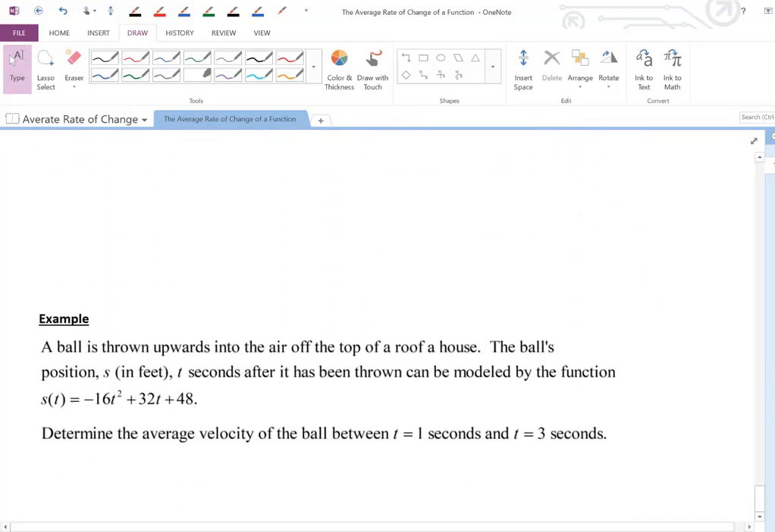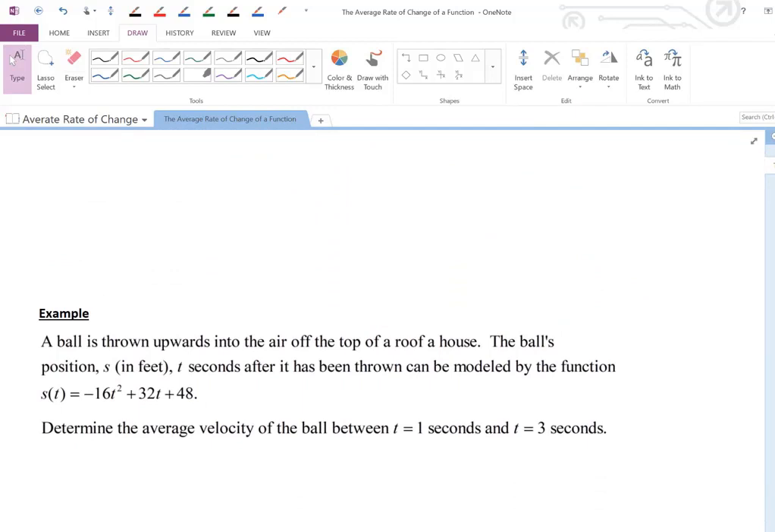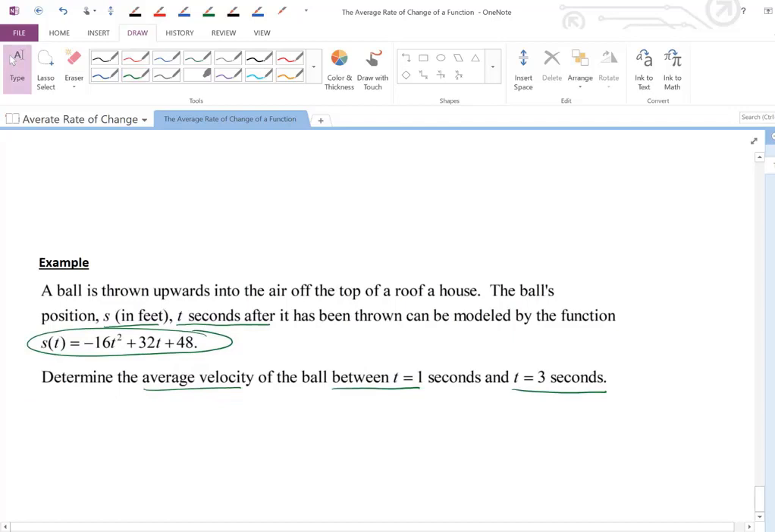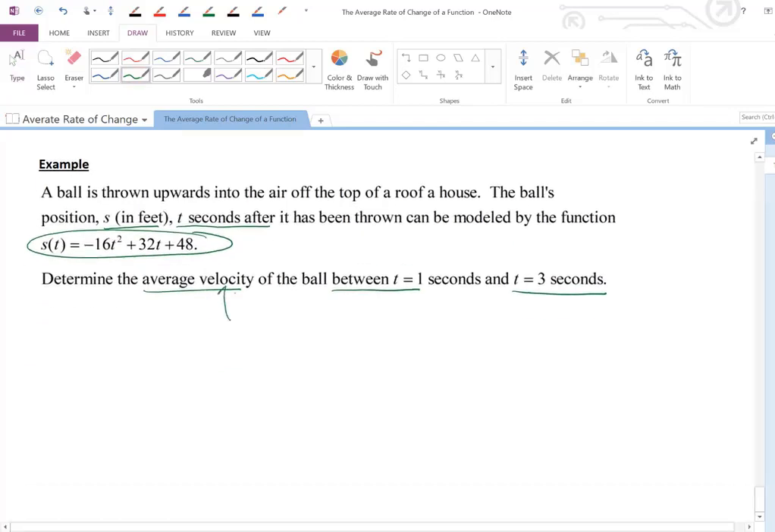We have one more example here, and it has to do with velocity, which is a very common application of this. Let's suppose that a ball is thrown upwards into the air off the top of a roof of a house. The ball's position s in feet, t seconds after it's been thrown, can be modeled by the function s of t here. What we want to do is find the average velocity of the ball between t equals 1 and t equals 3 seconds.